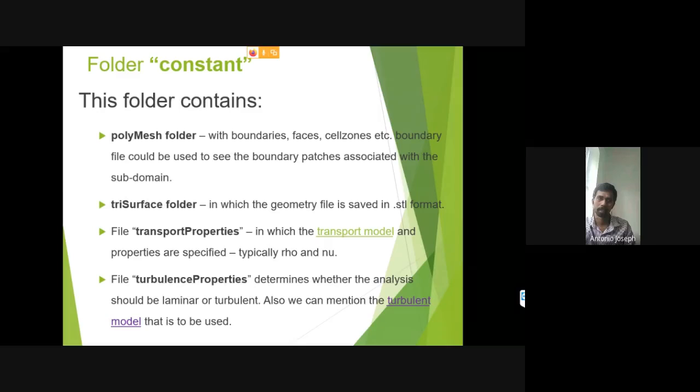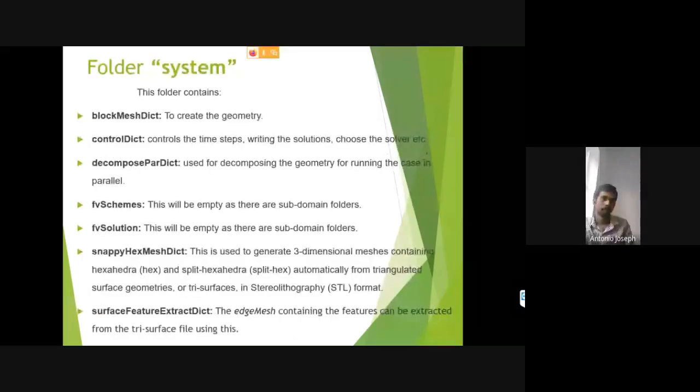Now we are moving on to the system folder. In the blockMeshDict, we already discussed half; some more is remaining that I'll discuss later, while we are doing the heat transfer problem. Then we have the controlDict. Every control is within that: what type of solver we need to use, the initial time step we want to start from, till what time the solution needs to run, what time interval we want, and at what interval we need to write the solution. Everything is in that.